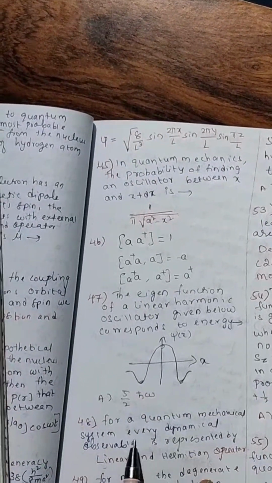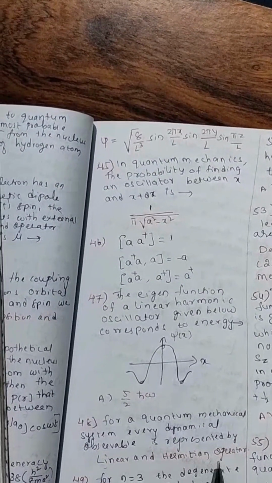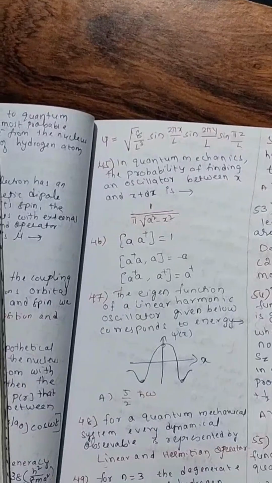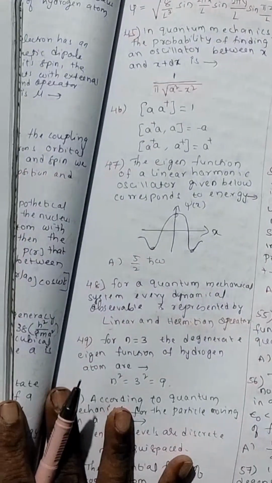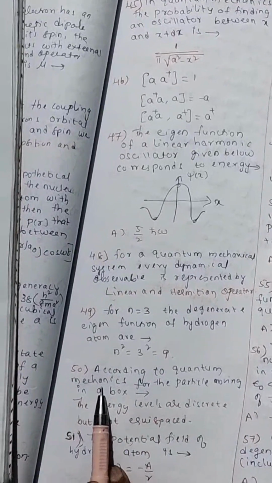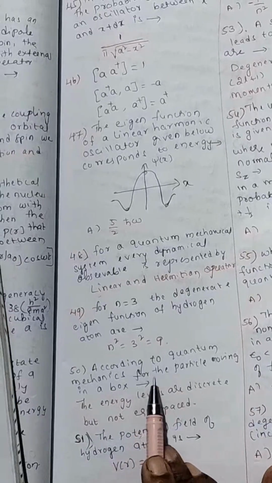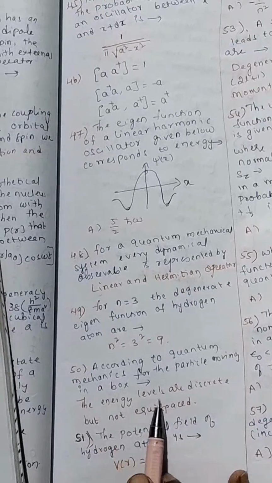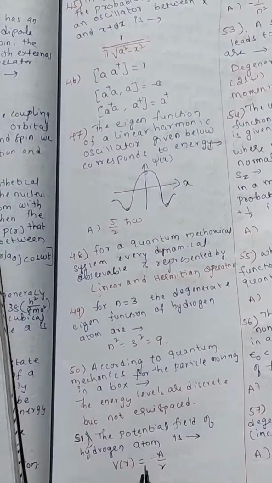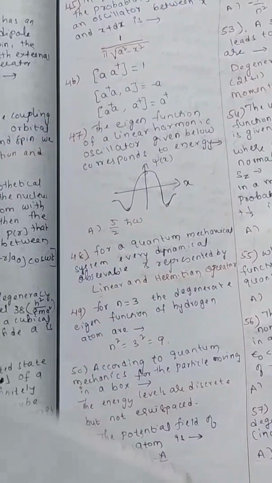Now for quantum mechanical system, every dynamical observable is represented by a linear and Hermitian operator. For n equal to 3, the degenerate eigenfunctions of hydrogen are n square, that is 3 square equal to 9. Now next, according to quantum mechanics, for a particle moving in a box, the energy levels are discrete but not equispaced. The potential field of hydrogen atom, V of R equal to minus A by R. Right? Now next.